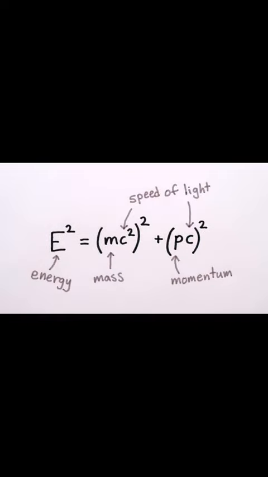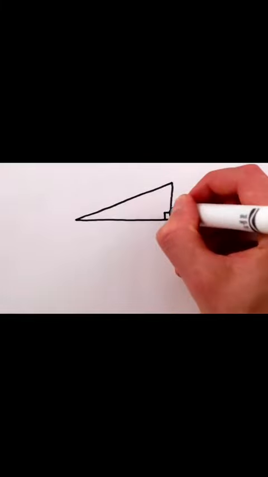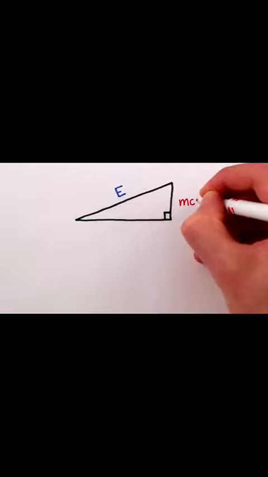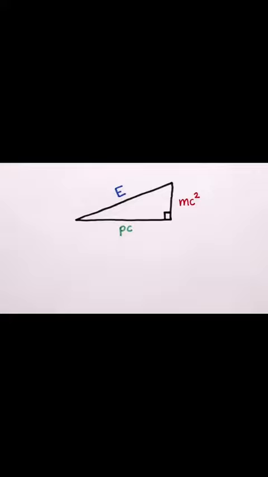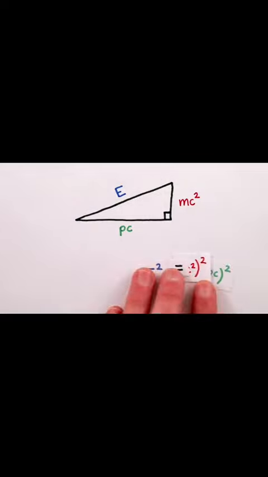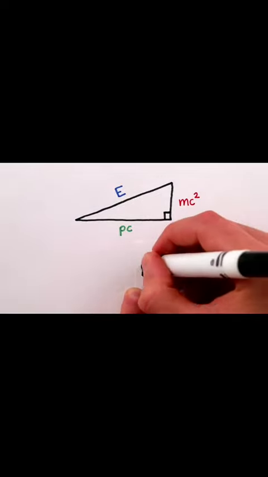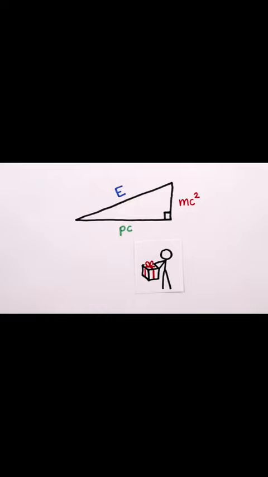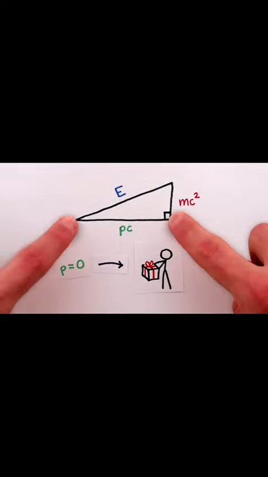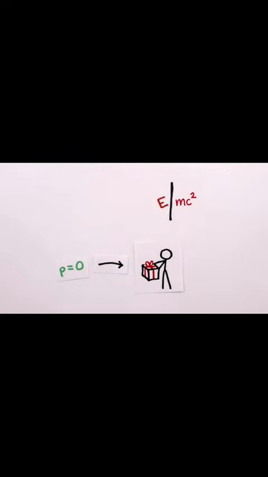This might all seem a bit confusing, but in fact you can draw it as a right triangle with sides E, mc squared, and p times c. And just use the Pythagorean theorem, a squared plus b squared equals c squared, to give you the equation. Also, from here it's clear to see that for an object that isn't moving and thus doesn't have any momentum, and thus p is 0, we get back our good old friend E equals mc squared.